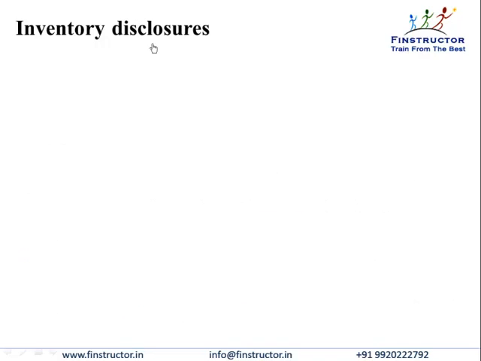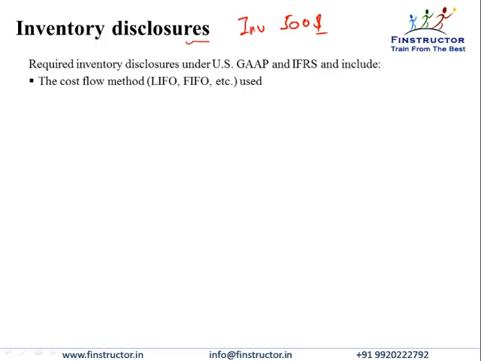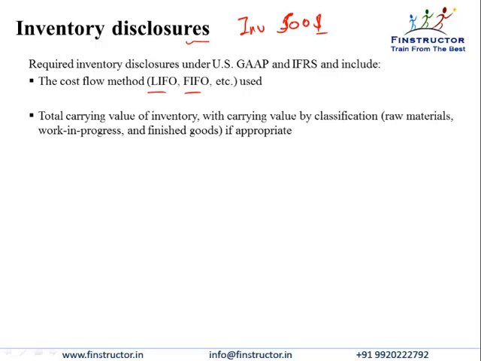Now, apart from giving the inventory number, let's say whatever is the monetary value of the inventory, both IFRS and US GAAP require that we make certain additional disclosures. So you don't have to remember these disclosures. The slide is not very important, but just be aware that some qualitative information also needs to be given. For example, which method you were using, what is the total carrying value by classification, that is how much of the inventory is raw materials, work in progress, and finished goods.